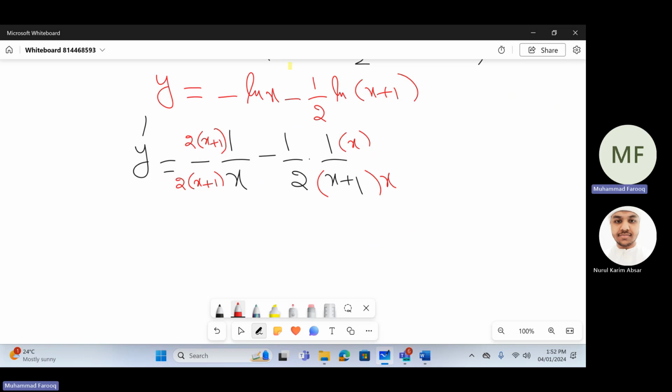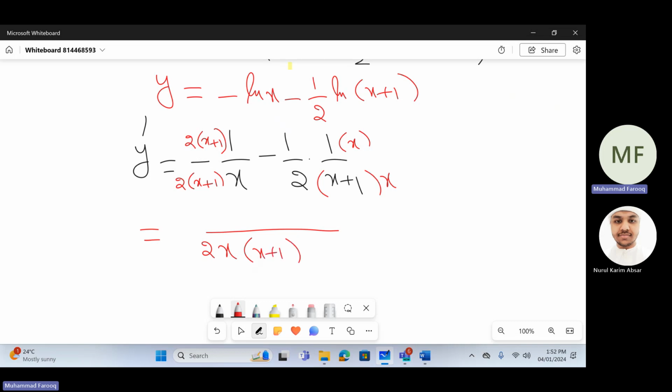Now check. Are the denominators the same? Yes. So it is called the common denominator. So I can write 2 times x into x plus 1.